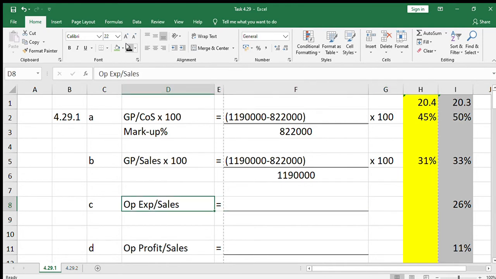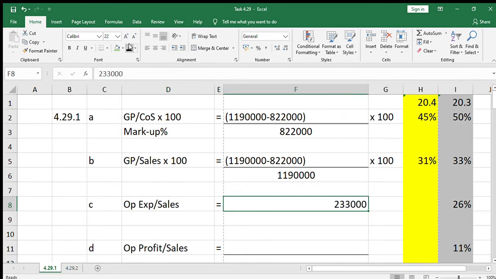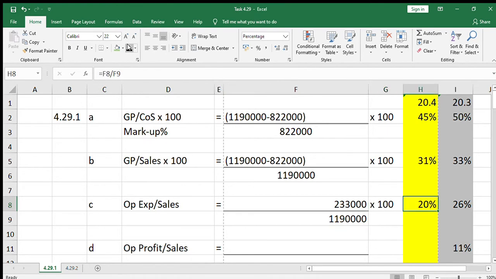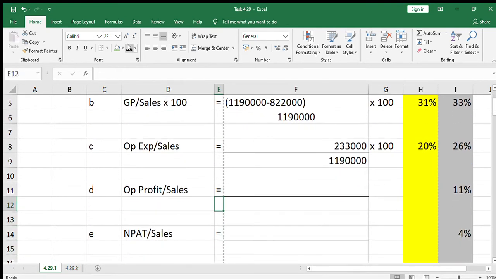The next one we have is operating expenses over sales. This one is a common one in exams, because they always want to speak about how the directors are controlling the operating expenses. So 233,000 divided by the sales figure, 1,190,000. Again, you multiply it by 100 to get the answer, which is 20%. Next ratio, operating profit divided by sales.